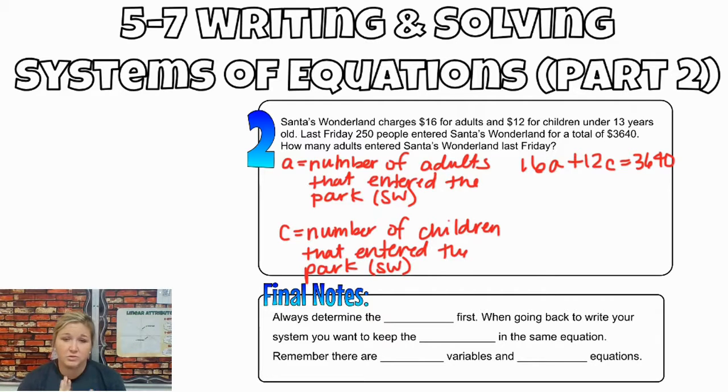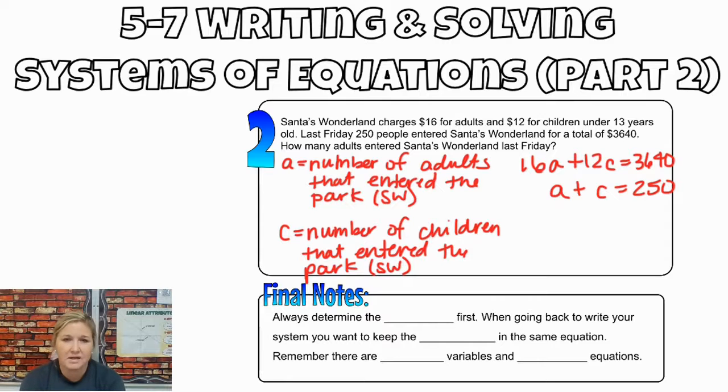I also know that 250 people entered. So those 250, they're either adults or they're children. So I know that the number of adults plus the number of children is going to be a total of all the people that entered, which would be 250. So now I can use elimination or substitution or graphing, as all of those work.